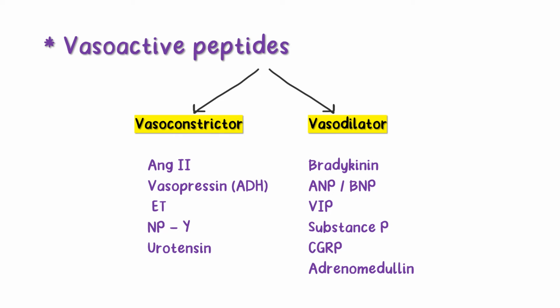From vasoconstrictor peptides, we have learned angiotensin II in the renin-angiotensin system and vasopressin in antidiuretics. So now we will learn endothelins.